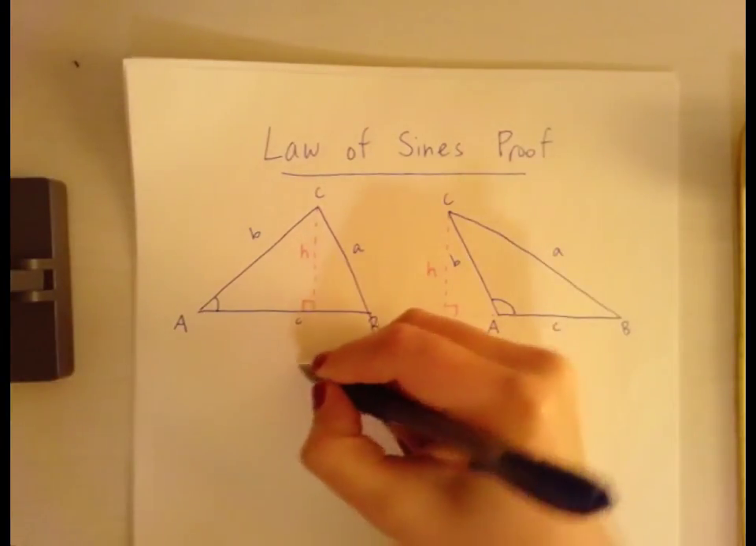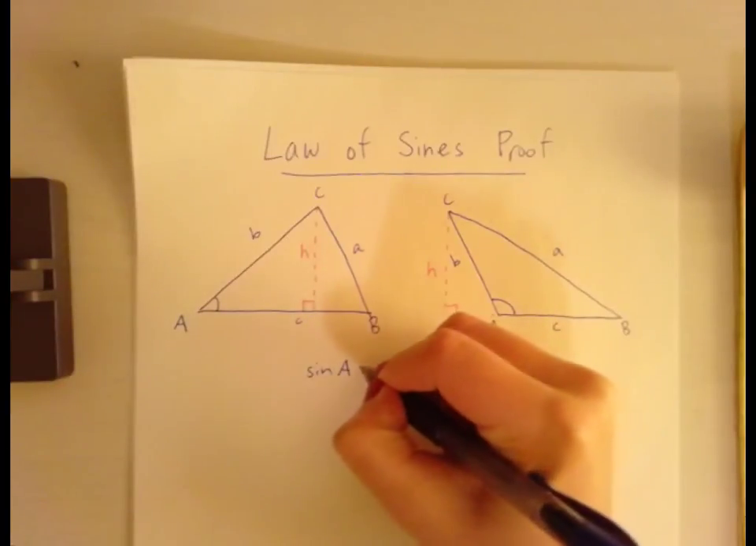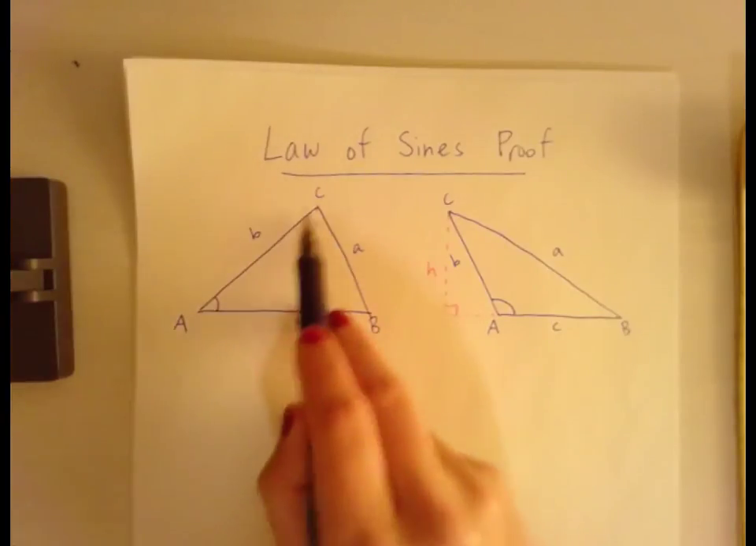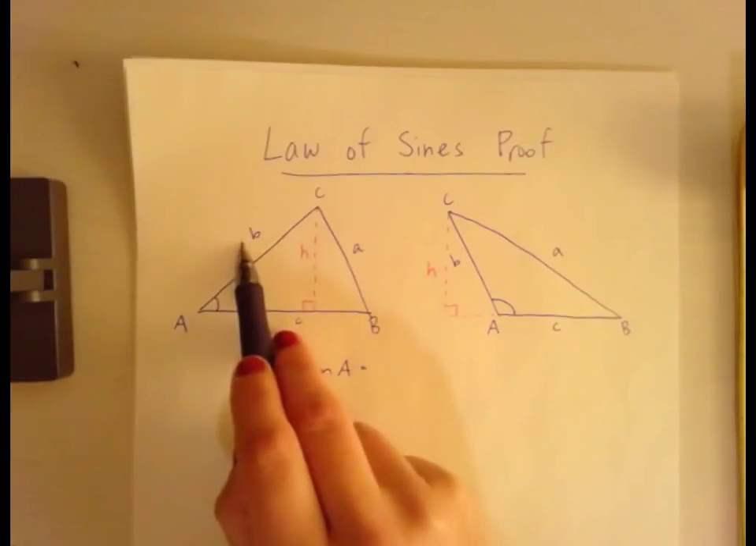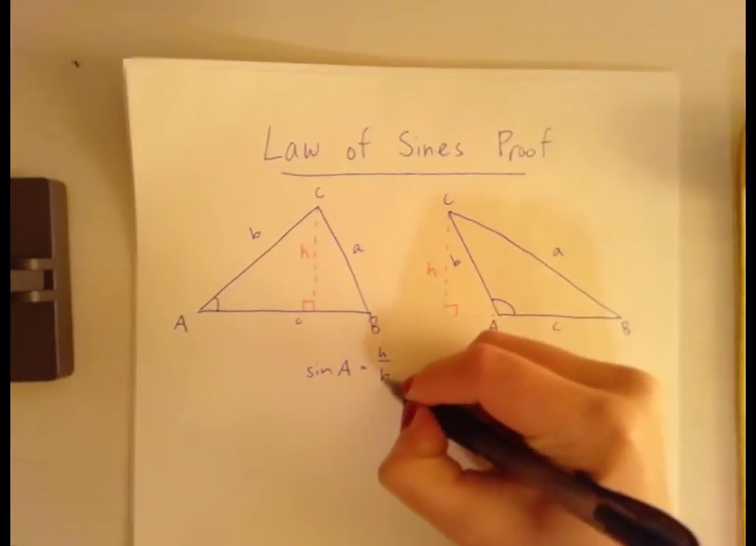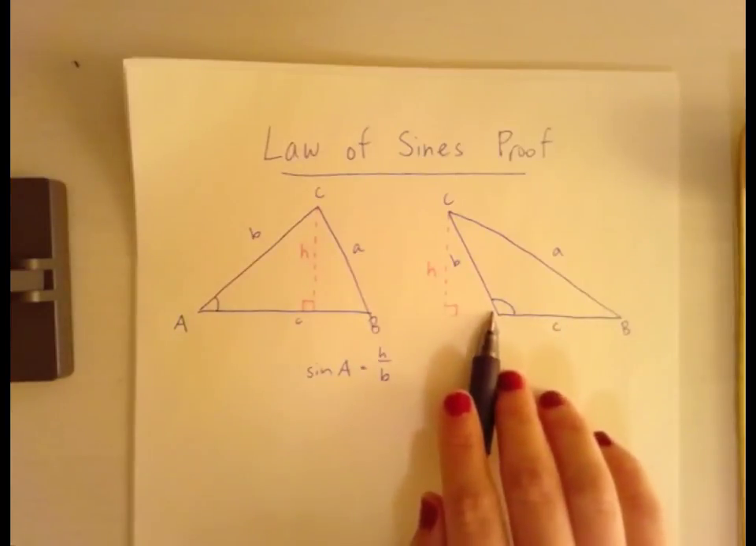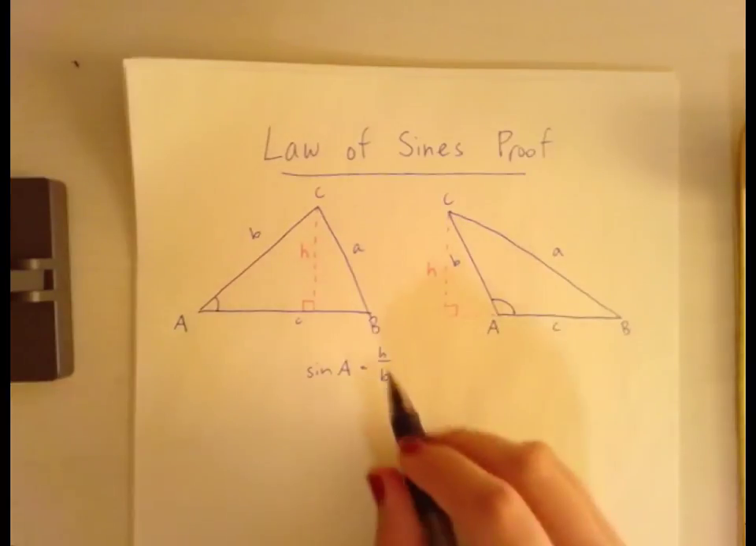Sine of A in both of these, sine of A is, in this right triangle we've created here, going to be opposite H over hypotenuse B. And you'll see the same thing is true here. In this right triangle we've created, opposite H over hypotenuse B, H over B.